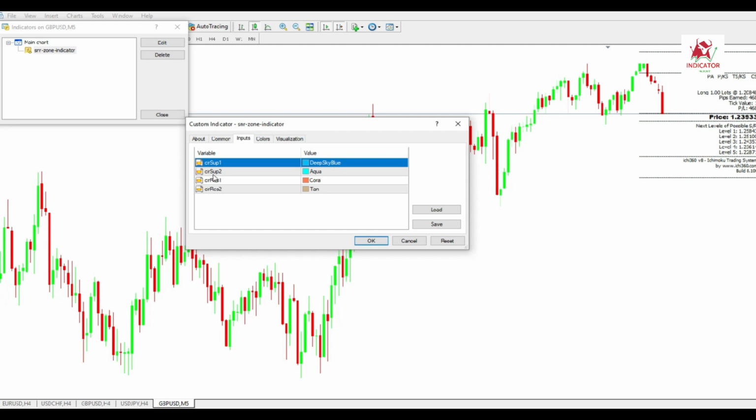Technically, the SNR zone is a non-repaint indicator that lags less and leads you to critical market events for decision makings. Since it automatically determines the potential price levels, you don't need to manually draw the support/resistance lines.